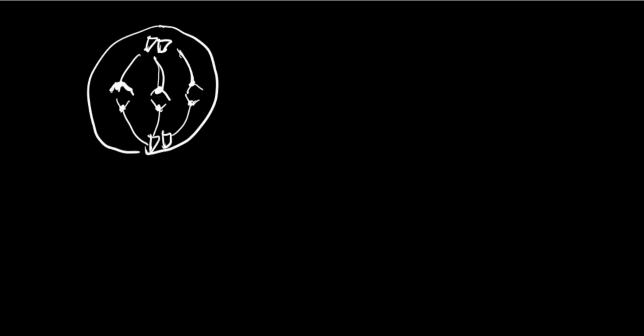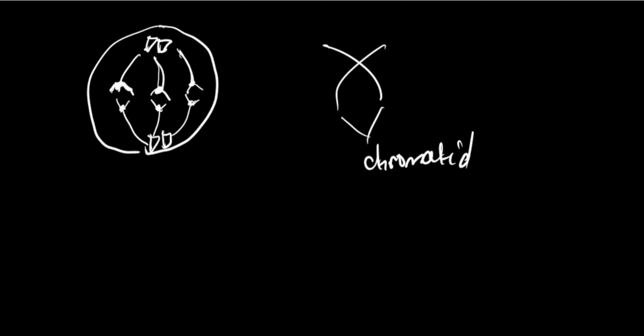Of course, initially we had our chromosomes made of two sister chromatids. So these were the chromatids, and they were joined together at the centromere. So what we have is a pulling away of these two sister chromatids in this manner.